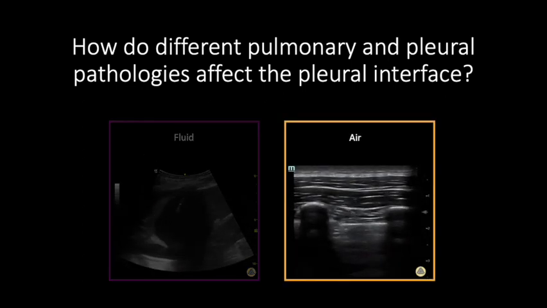The other thing that can get into the potential space is air, and while air will also separate the two layers of pleura, it does not permit sound wave propagation easily. So here, we'll still get A-line artifact, but we will lose the pleural shimmer or lung sliding. Let's look at both of these in more detail.